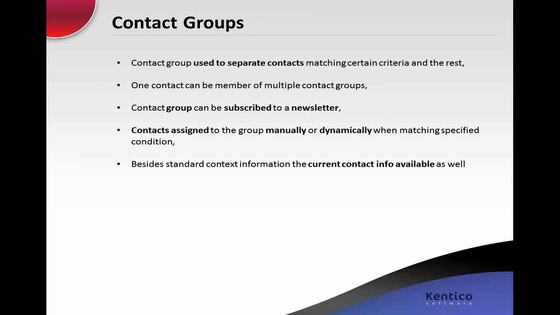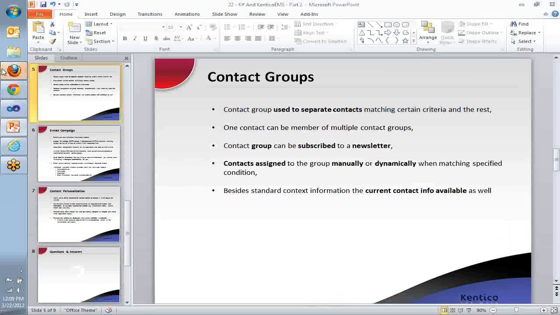We will focus on the dynamic option through the condition. You will be able to specify the condition that will be evaluated, and whenever the contact matches certain criteria, he or she will be included within the contact group. When defining that condition, besides the standard contact information, there is also the information on the current contact available, so you can access any information that is relevant for the specific contact at the time when the condition is evaluated. Let's take a look in the CMS desk.